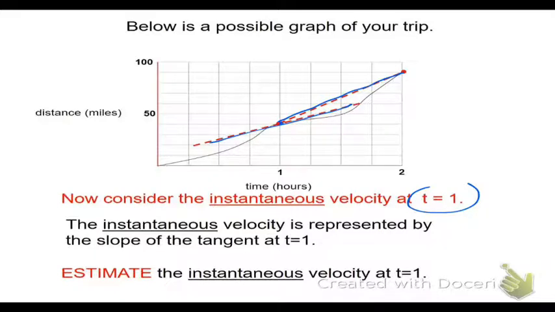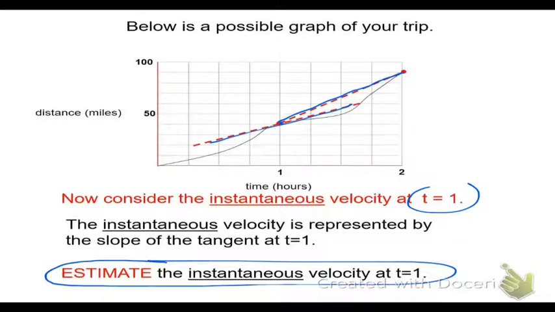That means your answers aren't going to be exact. That means you cannot expect your answer when you check the back of the book to be exactly right. So right now we are estimating the instantaneous velocity at 1, and don't expect yours to be exactly the same as mine. So we're going to try to get the slope of this tangent right here.